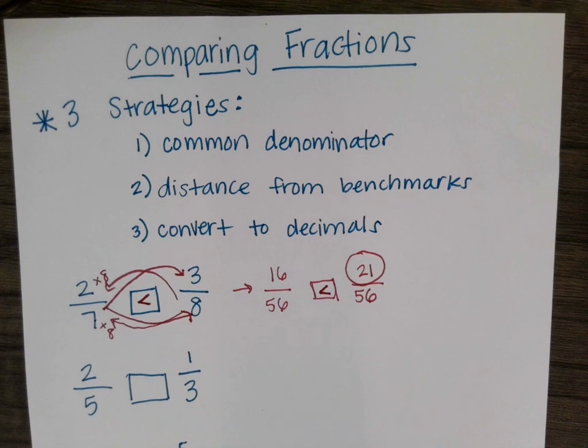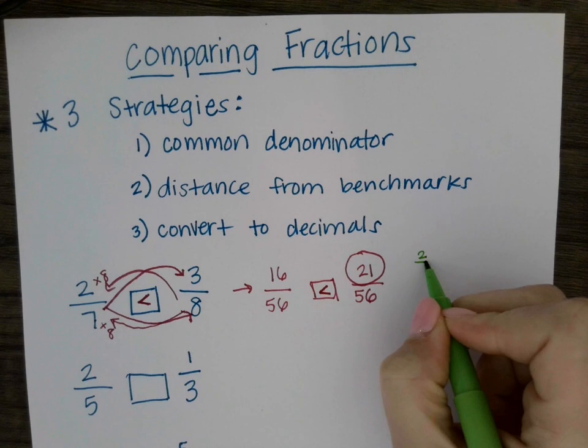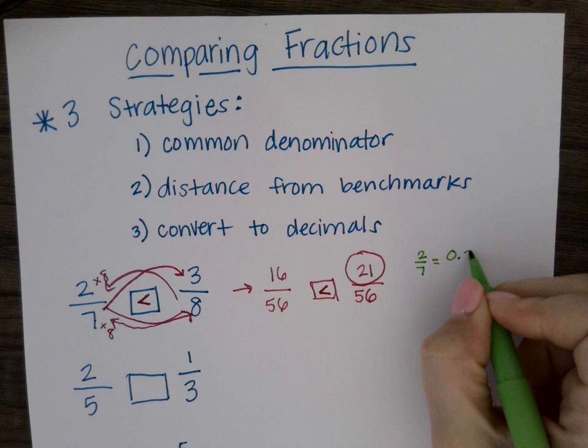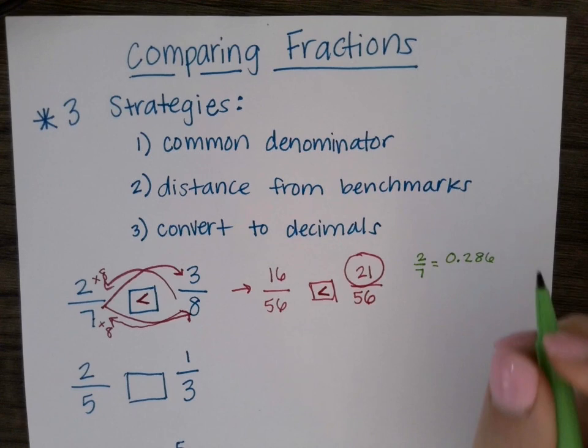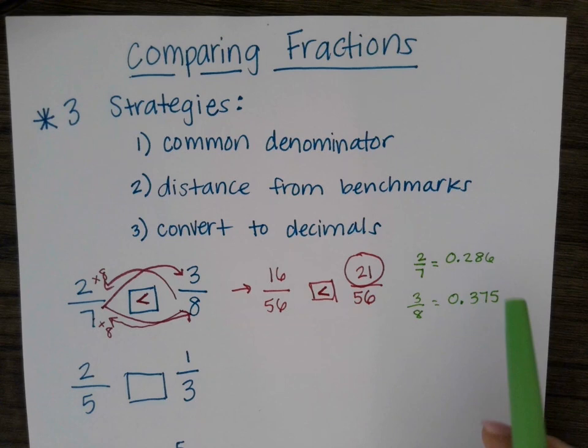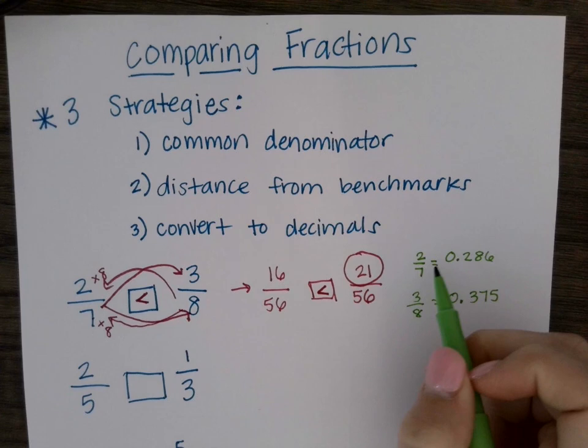Okay? If I wanted to do it as decimals, I'll show you that as well. 2/7 as a decimal. Remember, to convert to decimal, I do the numerator divided by the denominator. I get about 0.286. I rounded the six. Okay? And then 3/8 as a decimal, I'm doing 3 divided by 8. I get 0.375.